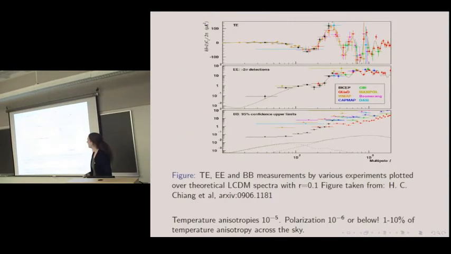This figure was produced a few years ago, showing the current 2 sigma detections from these experiments in the spots here. So you can see the upper limits we currently have on the B-mode power spectrum, shown against the theoretical lambda-CDM power spectrum with r of 0.1. And just as a summary of the challenge we face, polarization is an order of magnitude below temperature and varies between 1 to 10% across the sky.